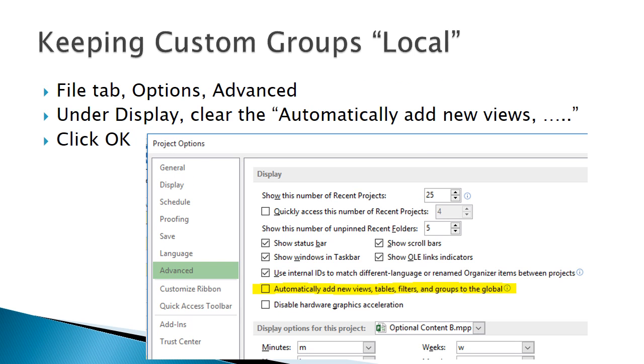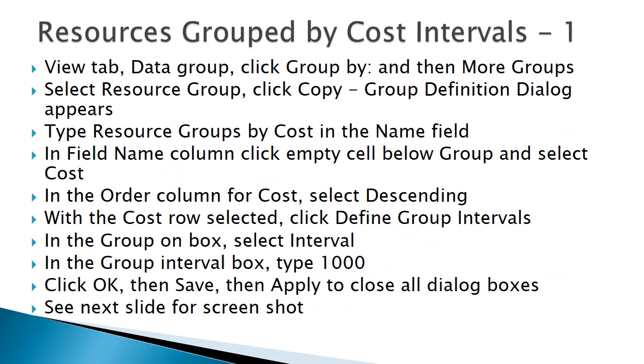Before we customize a group, follow the instructions on this slide to make sure the custom definitions are local to this plan only. Now we can safely create a new custom group. Follow the navigation on this slide to create a custom group that shows resources grouped by intervals of $1,000 in cost. The screenshot of the selections is on the next slide.